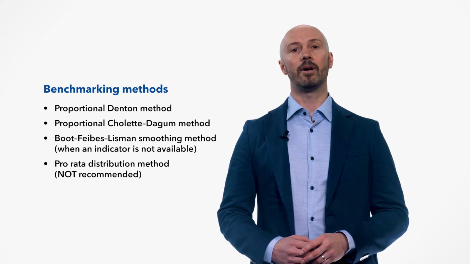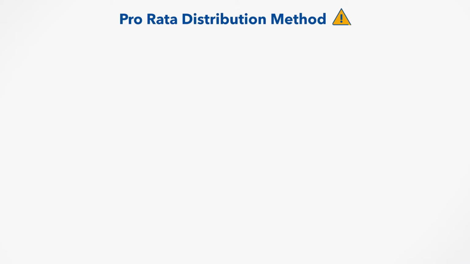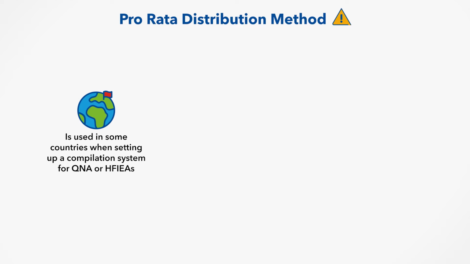Let's start by looking at the pro rata distribution method and why it's not recommended. The pro rata distribution method is a simple method of benchmarking and therefore used in some countries when setting up a compilation system for quarterly national accounts, or QNA, or for high-frequency indicators of economic activity, or HFIEAs.